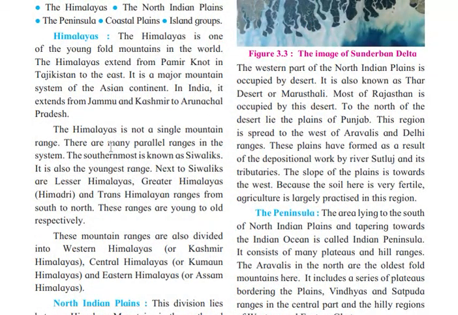The Himalayas is not a single mountain range. Single means like one row, but it has multiple rows. There are many parallel ranges in the system. Basically, in the Himalayas there are many parallel systems.